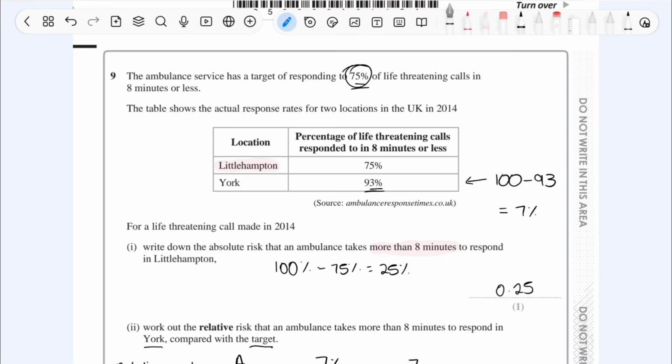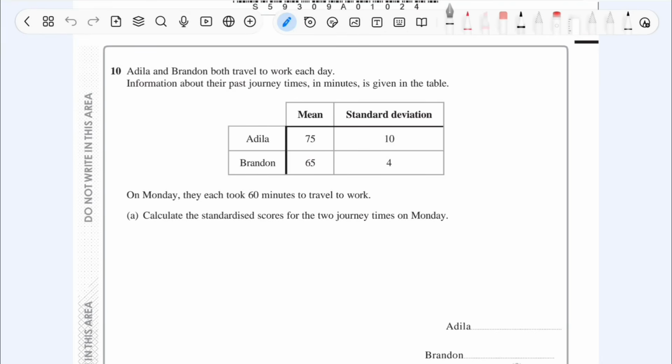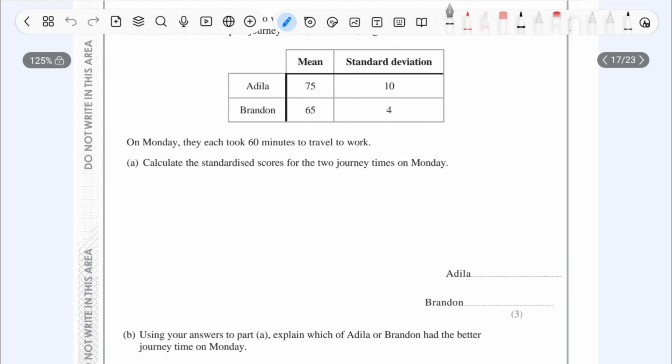So yeah. Number 10. Adila and Brandon both travel to work each day. Information about their past journey times in minutes is given in the table. On Monday, they each took 60 minutes to travel to work. Calculate the standardized scores for the 2 journey times on Monday.